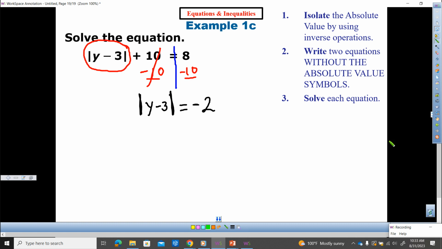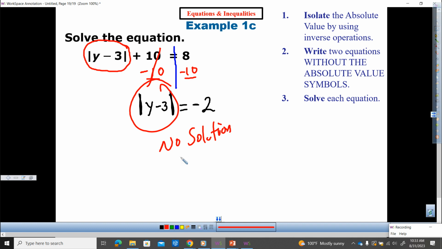Question. Earlier when we talked about absolute values, how many steps was negative 23 away from 0? Did we say negative 23? So that means absolute values can only be what? So therefore, whenever you encounter an absolute value by itself on one side equal to a negative, get to that point and you're going to write no solution.